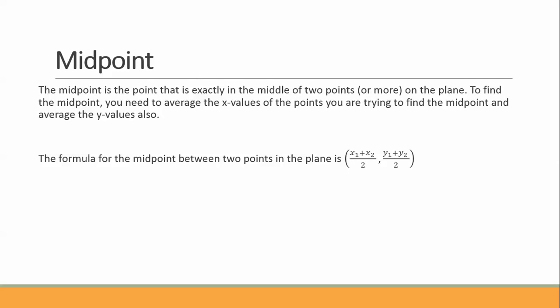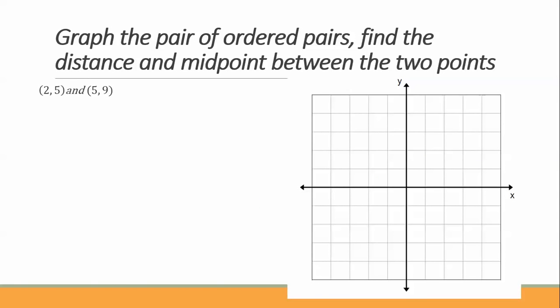The midpoint formula, and the midpoint is the point that's exactly in the middle of two or more points on a plane. To find the midpoint, you need to average the x values, so we do x1 plus x2 over 2, and then average our y values, y1 plus y2 over 2. So this is the formula for it, but the reason why we're doing this is because it's the middle, and to find the middle you need to take the average. So let's graph these points and then find the distance in midpoints.